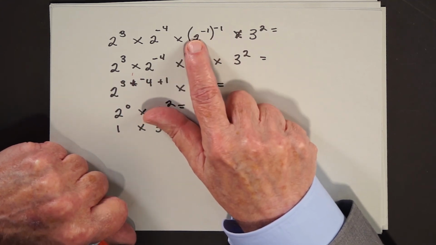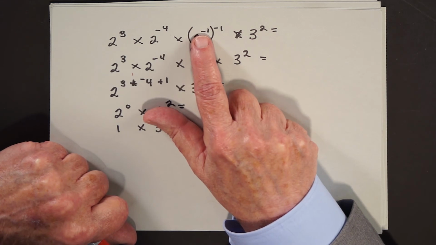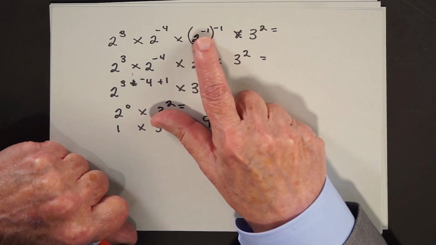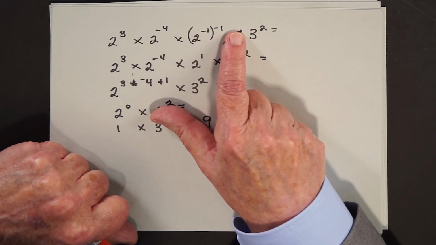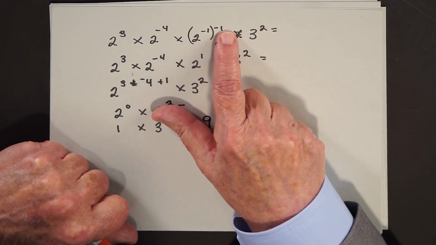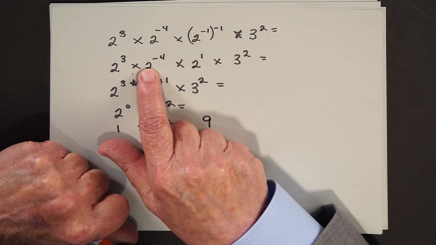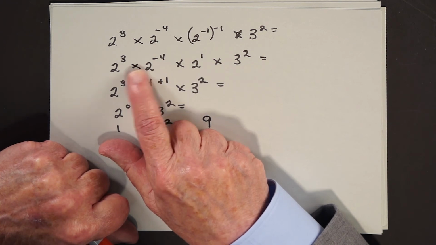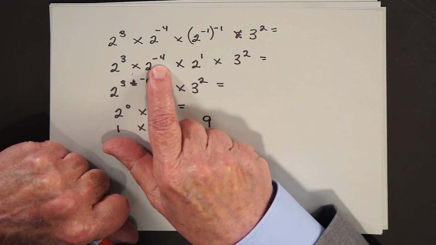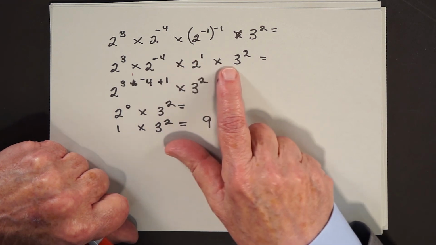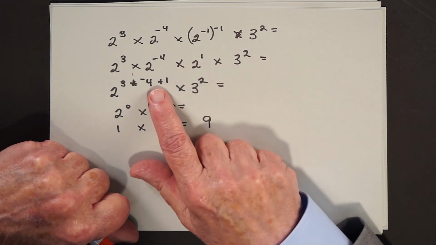Remember, our rule was what? To raise a power to a power, we multiply the two exponents. We know that negative 1 times negative 1 is positive 1. This becomes 2 to the fourth, no, 2 to the first. So we have 2 to the third times 2 to the negative fourth times 2 to the first times 3 squared.